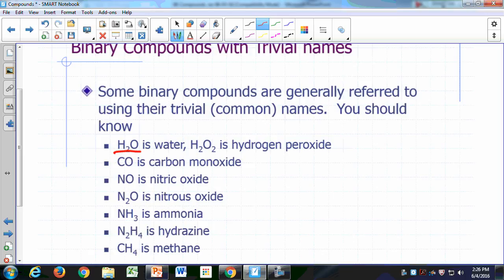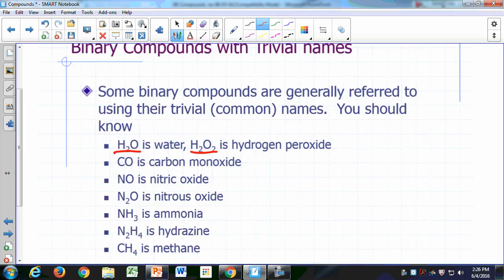Okay, it's just water. The only time you hear somebody refer to it as dihydrogen oxide is on April Fool's Day when a DJ on the radio says there's a big leak of dihydrogen monoxide, which really means it's raining. Okay, H2O2 is hydrogen peroxide.